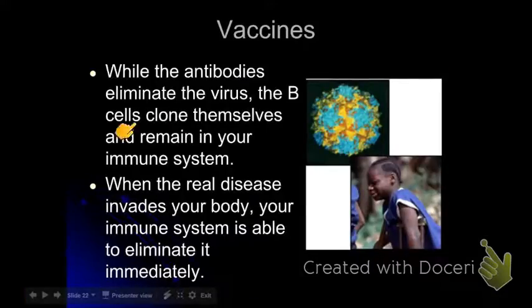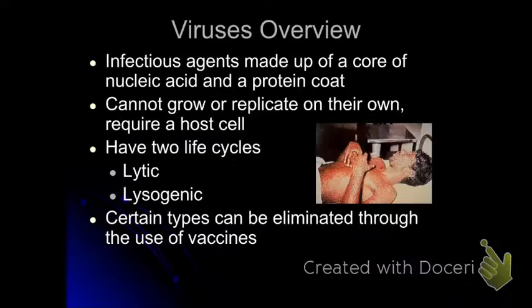While the antibodies eliminate the virus, the B cells clone themselves and remain in your immune system. This is also why when I was little, I only got the chickenpox once, because I wasn't vaccinated against it, but my body made and eliminated the virus, so it made antibodies against it, and I still have those B cells ready and available to fight that virus if it ever shows up. So when the real disease invades your body, your immune system is now able to eliminate it immediately.